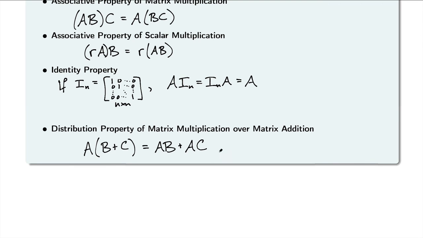That means that I also have the property where if I do it on the right, okay, B plus C times A, it would be B times A, where A is on the right, plus C times A. The order matters when we're multiplying. Remember that. That's the key for our matrix properties.